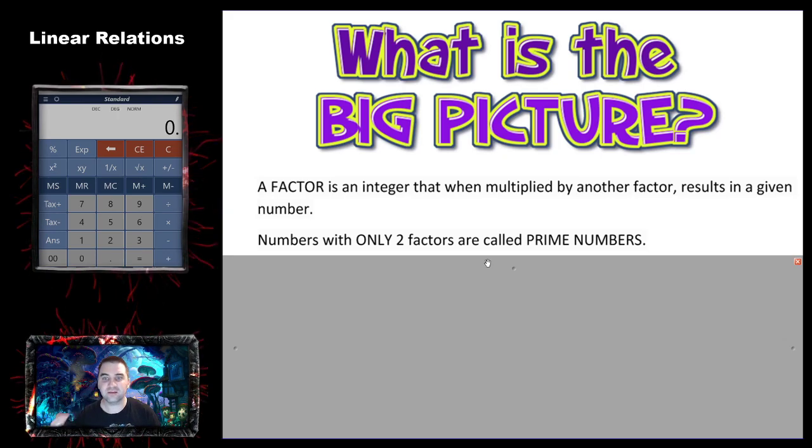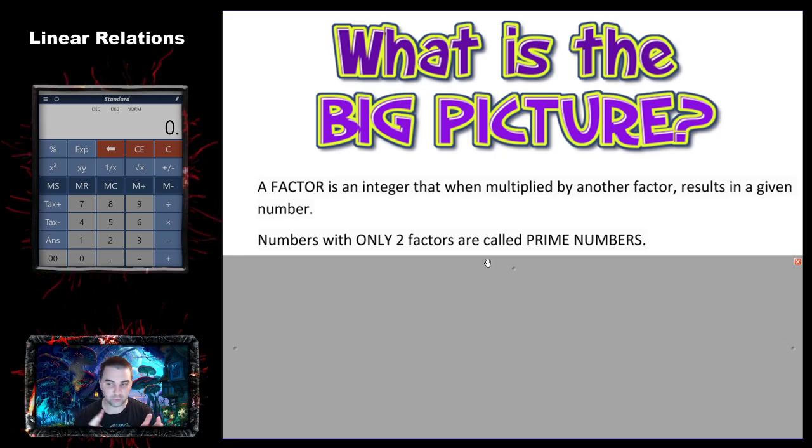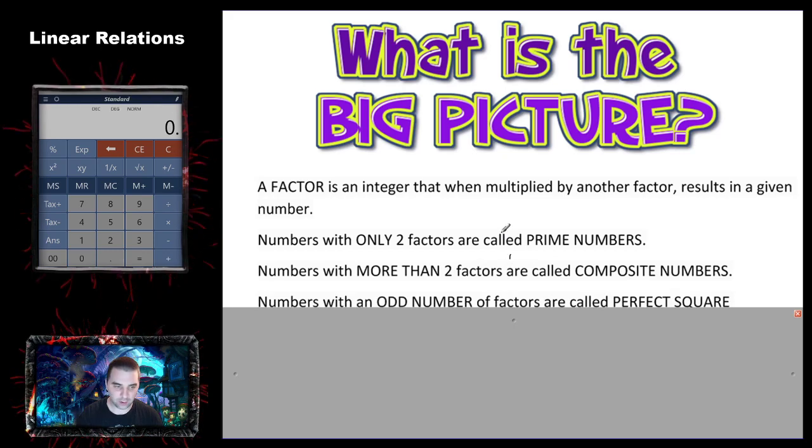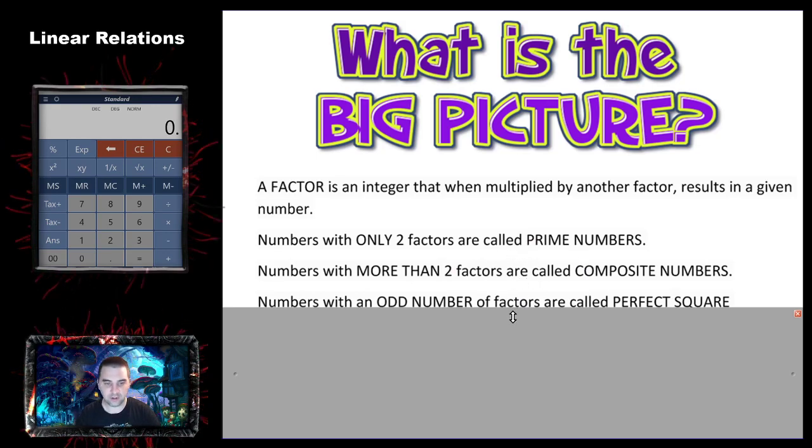So is 6 a prime number? The answer is no, because you can do 1 times 6, you can do 2 times 3. That's 4 factors, not 2. How about 3? 3 is a prime number because you can do 1 times 3 and that's it. All right, moving on now. Numbers with more than two factors are called composite numbers. So 6, for example, would have been a composite number.